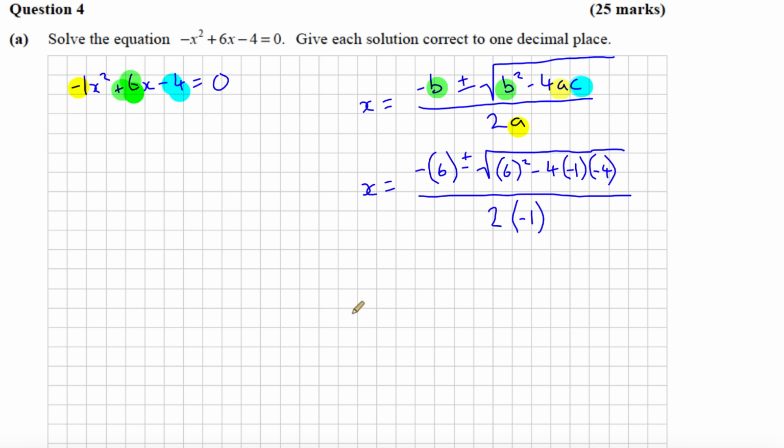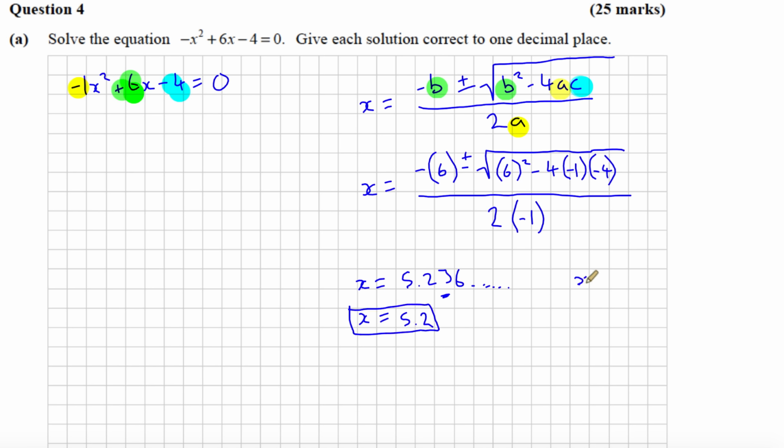So when you put all that into the calculator, the first answer you get is x is equal to 5.236 and on and on. That's one answer. And if we round that to one decimal place, as it says up here, that means we look to the second digit after the decimal. This 3 does not change the 2, so it's x equals 5.2. That's one solution to one decimal place.